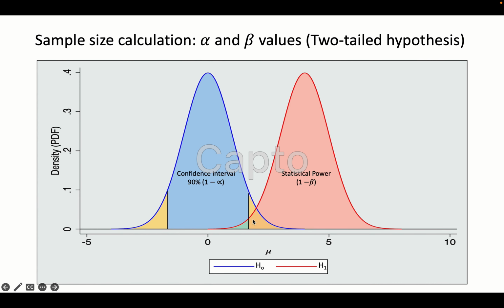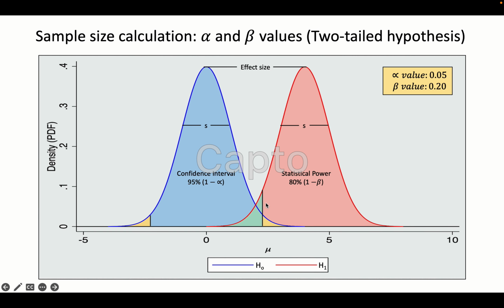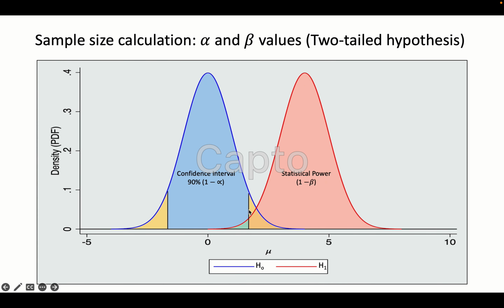So this is what I'm representing here. Here the area under the curve is much more than in my earlier slide, right? But this is at the cost of increasing the alpha critical value. In this case, I have increased the alpha critical value to 10%, because then the confidence interval is going to be 90%.